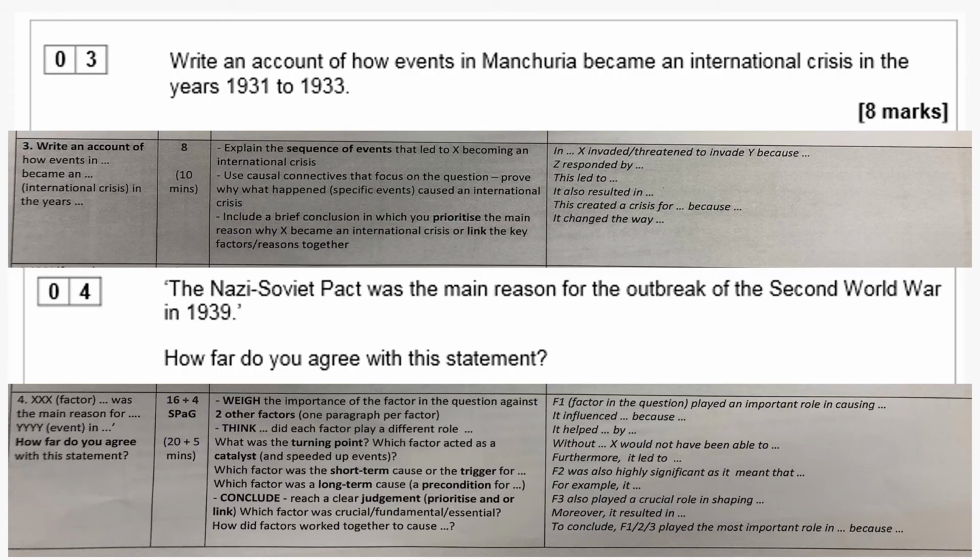These two write an account of the events of the Manchuria crisis, and how it became an international crisis. So I will just talk through this in order, like a timeline. So 1929, we had the Wall Street crash. This massively affected Japan because Japan's main trading partner was the USA, and it was the USA that was most affected by the Wall Street crash. They ran out of money. They weren't able to buy and sell things with Japan.